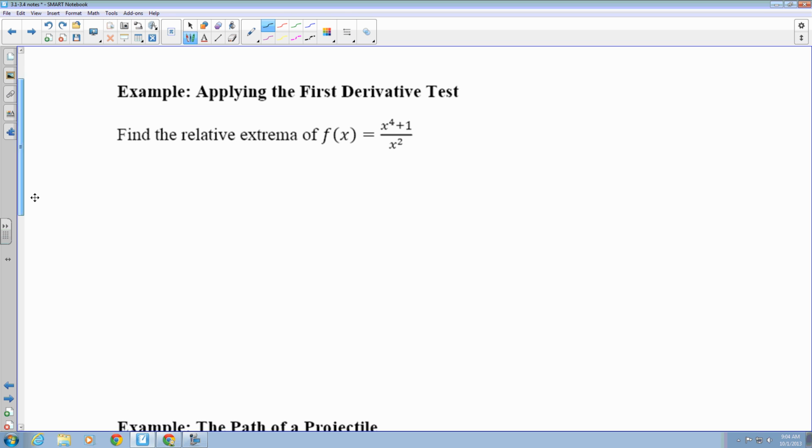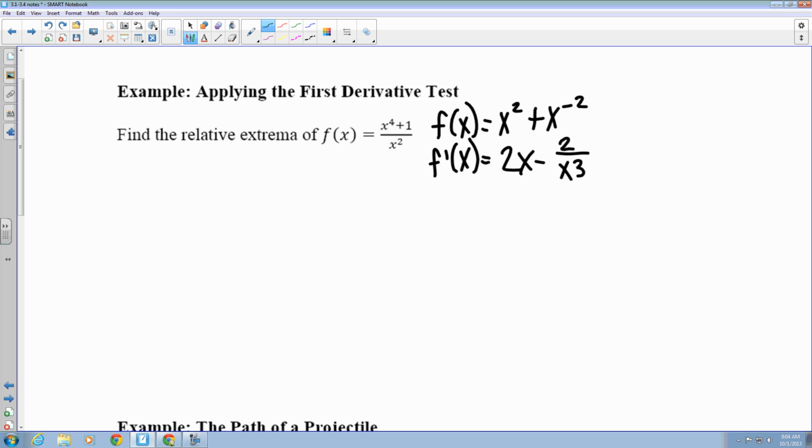Find the relative extrema. One more. We are actually going to skip the bottom one, so this is our last one. I would probably rewrite this as x squared plus x to the negative second, because then our derivative is a lot easier: 2x minus 2 over x cubed. And find our critical points. We're equal to 0 at plus or minus 1.